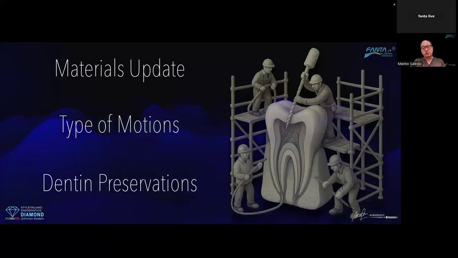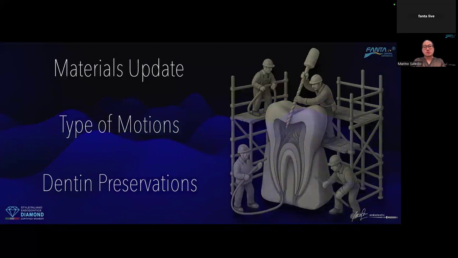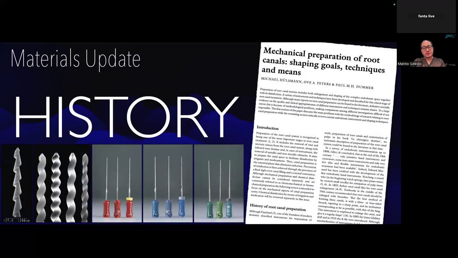And what are the types of motions that we have nowadays in mechanical instrumentation of our endodontic instruments? We have to think about which one is safer, which one is best for me, which one suits my hands, and then how we can still preserve our dentinal tooth structure and not sacrifice the part that we need to save more. So let's talk about the materials update, and for this I just want to have a quick history of our instruments.